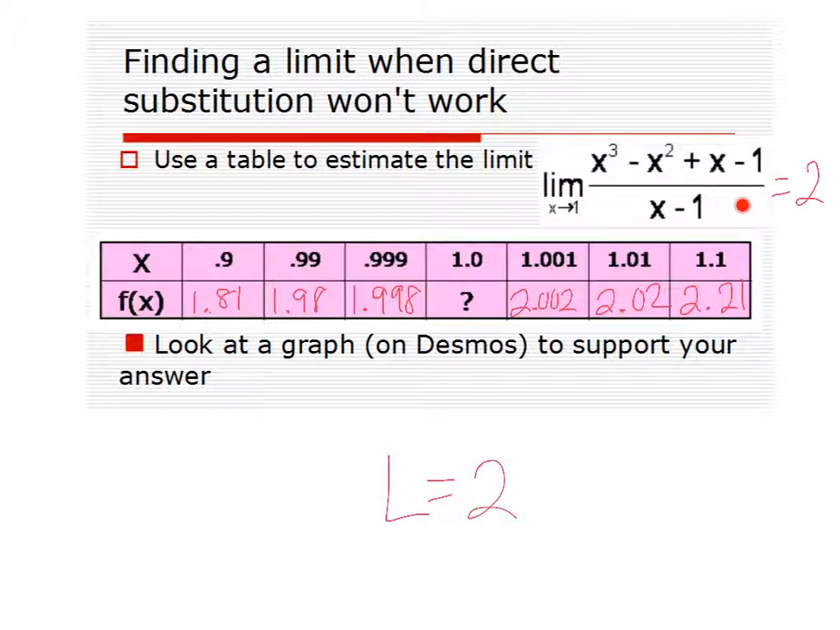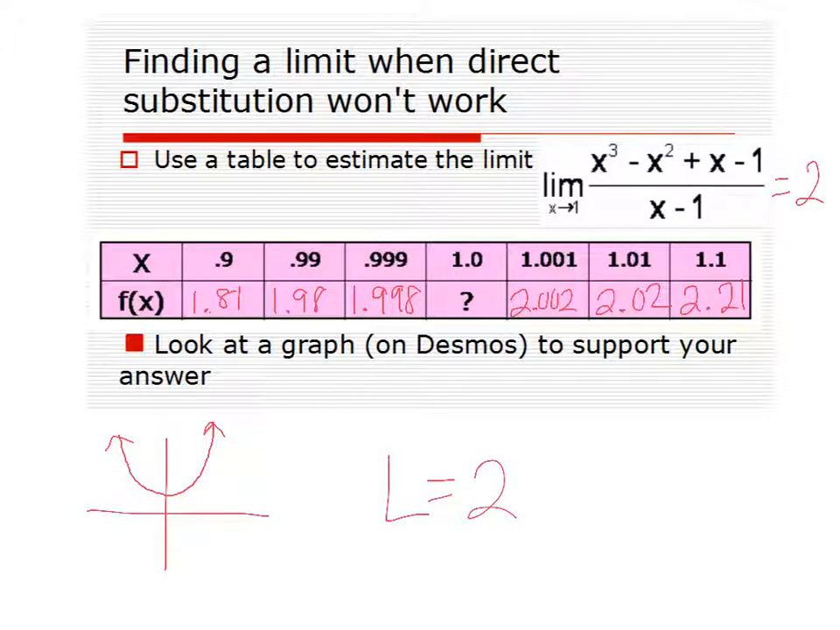In fact, you might be looking at the graph right now. And when I look at mine, it just looks like a parabola that moved up 1. So I'm not sure why I have an issue with this. Why couldn't I just do direct substitution? This is a nice continuous graph. It just flows all along there.